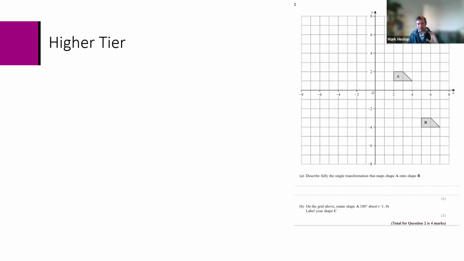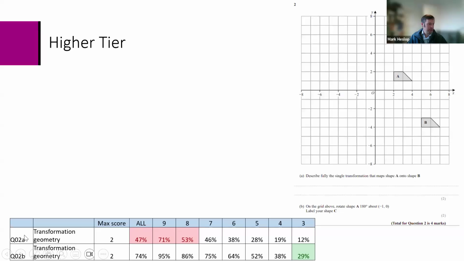The solution to it is plenty of practice. So there's plenty of these on the revision materials. But when I show you the statistics for this one, there is something important that comes up. 2A, students scored on average 47% of the marks on describing the single transformation that maps shape A into shape B. And 2B, actually rotating a shape around a non-zero center of rotation, they scored on average 74% of the mark. Now, most of you will find that very, very surprising.